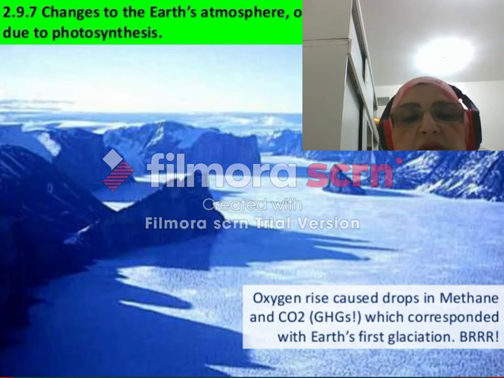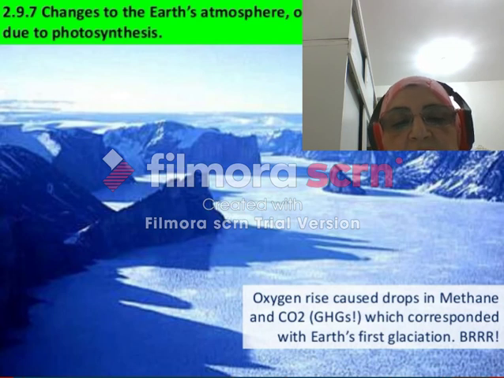As a result of photosynthesis, we would like to thank photosynthesis, because it has been observed that the presence of photosynthesis and the increase in its rate led to a very high rate of increase in the oxygen in the atmosphere, and also a drop in the level of both methane and carbon dioxide. Methane is a very toxic gas, and carbon dioxide also has a harmful effect on the atmosphere and on living organisms. And this corresponded to what we call Earth's first glaciation.